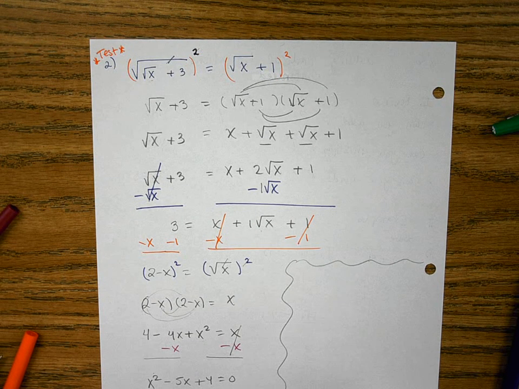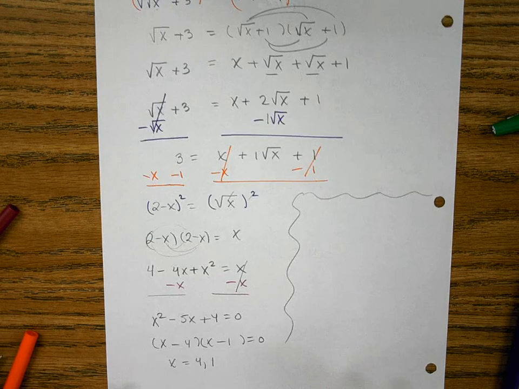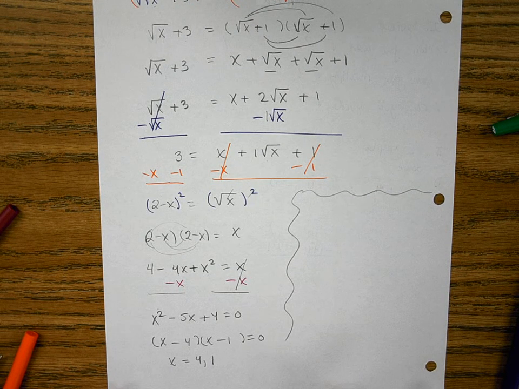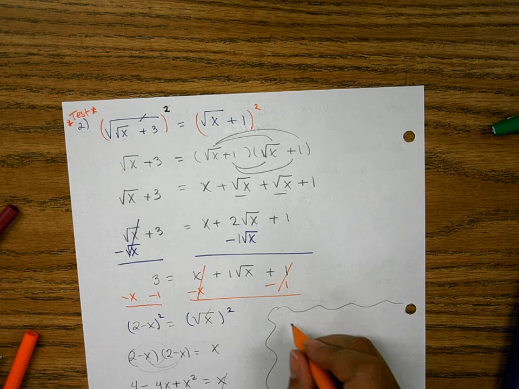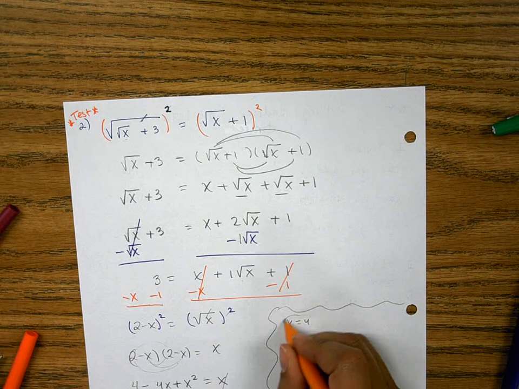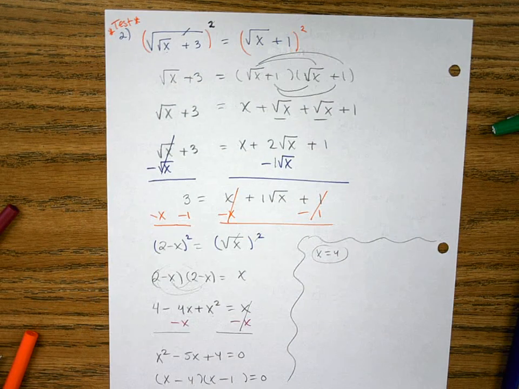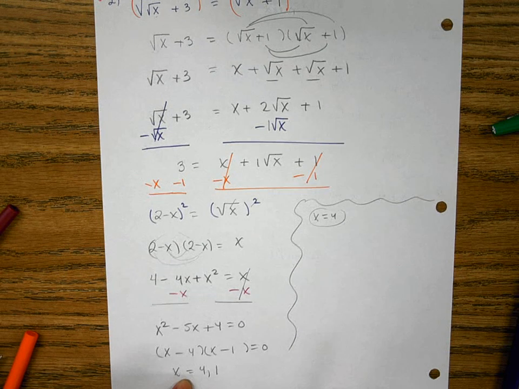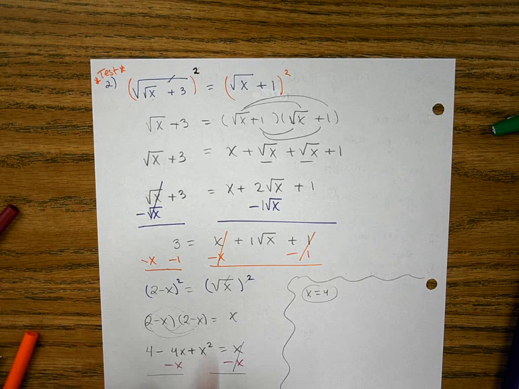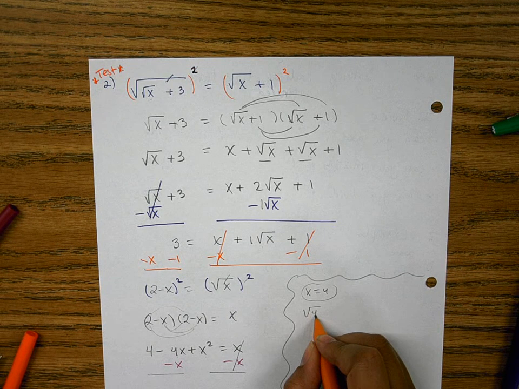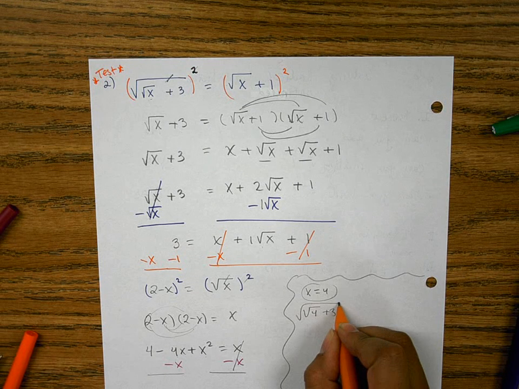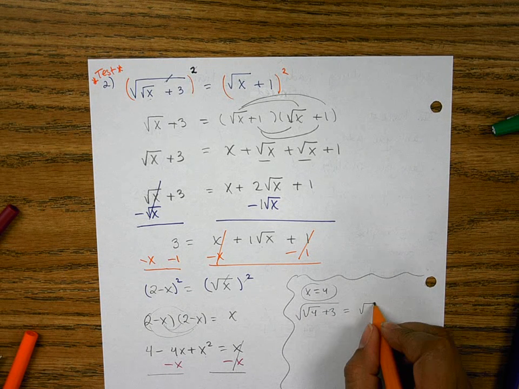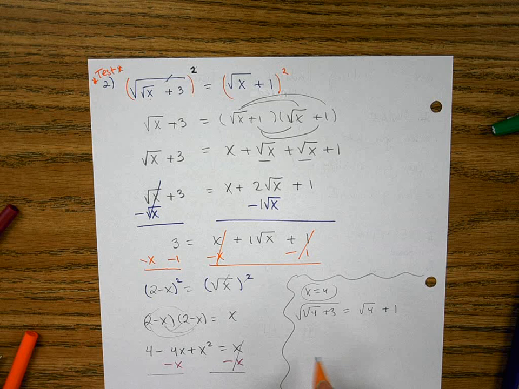Don't forget, when you're checking, you plug it into the original problem before you move things around, before you square or square root, before you did anything. Okay, the first one I'm going to check is x equals 4. No reason other than it's the first number I have. So I'm taking x equals 4 and I'm going to plug it into the original.